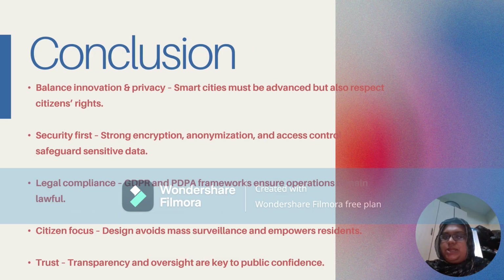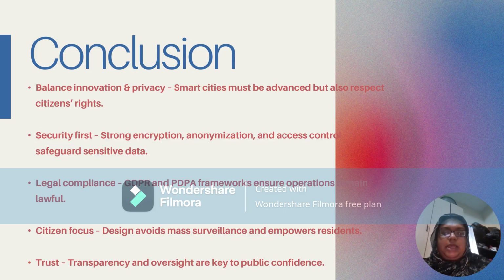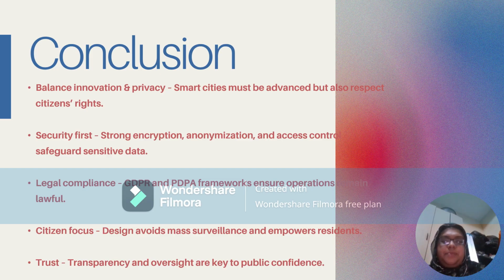Conclusion. Balance innovation and privacy. Smart cities must be advanced but also respect citizens' rights. Security first: strong encryption, anonymization, and access control safeguard sensitive data. Legal compliance: GDPR and PDPA frameworks ensure operations are lawful. Citizen focus: design avoids mass surveillance and empowers residents. Trust, transparency, and oversight are key to public confidence.